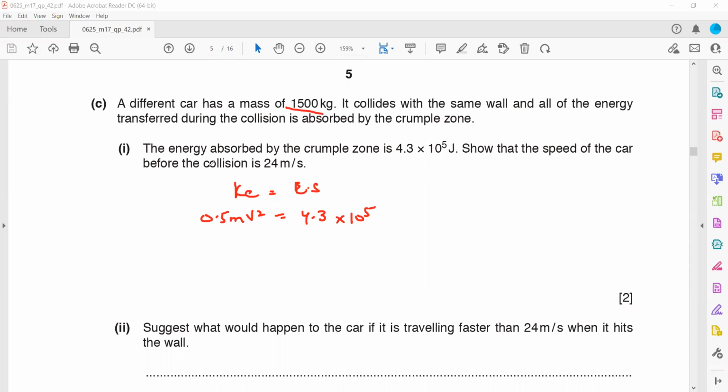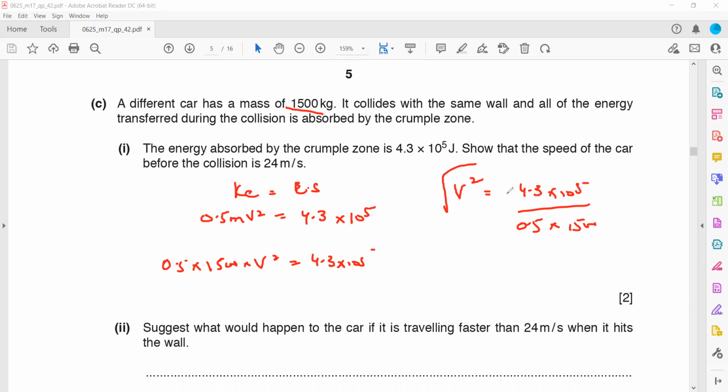The mass of the car is 1,500, so 0.5 multiplied by 1,500 multiplied by v squared equals 4.3 × 10^5. This is all multiplied, so the other side will be divided. So v squared equals 4.3 × 10^5 divided by 0.5 × 1,500. We need v, so we take the root. This gives us the speed, which is about 24 meters per second.